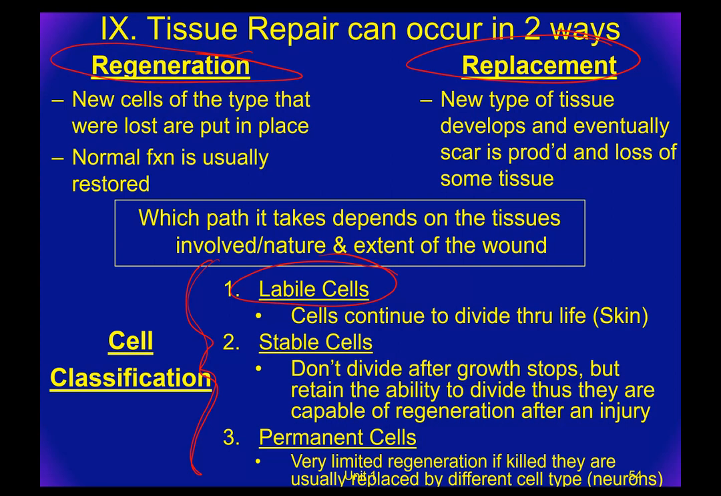Okay? Stable cells. Stable cells don't divide after we stop growing normally. Basically, you get to a certain stage in life and it goes, okay, I'm done. But with stable cells, they do retain the ability to divide. It's just that they won't unless you push it. So a good example of that would be the liver. The liver, once it's grown into your liver and you have it and it's functioning, it just stays that way.